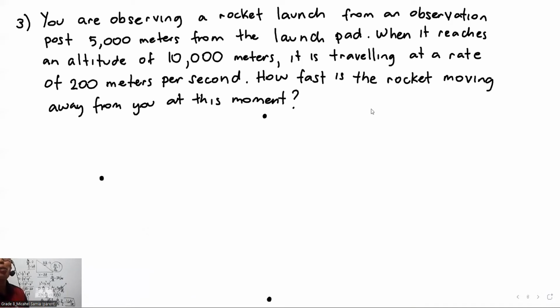The third problem states: you are observing a rocket launch from an observation post 5,000 meters from the launch pad. When it reaches an altitude of 10,000 meters, it is traveling at the rate of 200 meters per second. How fast is the rocket moving away from you at that moment? So we're solving for the hypotenuse of the triangle.